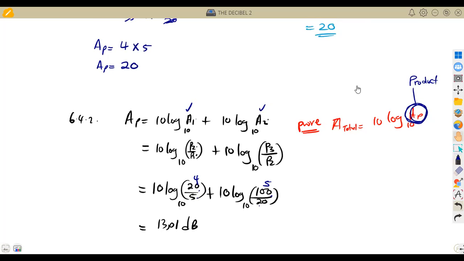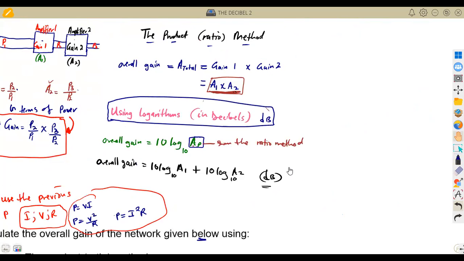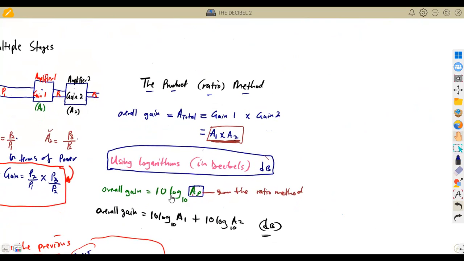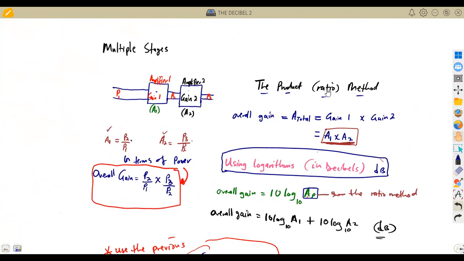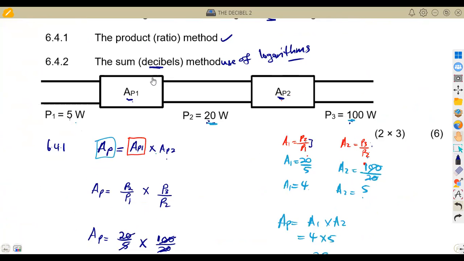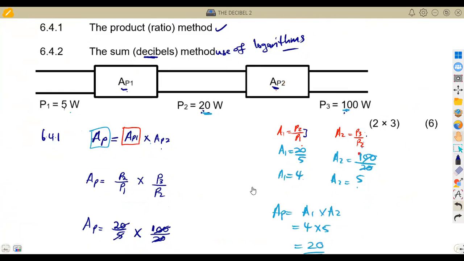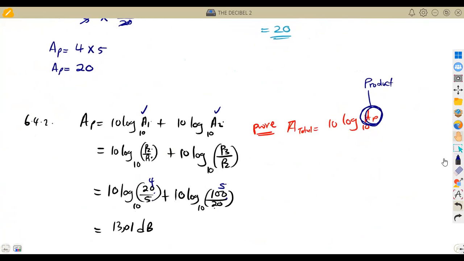If you check here, what I was explaining, let me bring you back to this part. If you are to use the overall gain as 10 log AP, which is from the ratio method, the ratio method is our product. Remember, if you talk about the ratio method, you're talking about the product. So this is a proof. We are not using this when they say sum method. You are just using this to prove your answer if it is correct. So our AP is the one that we calculated here, which is a 20.